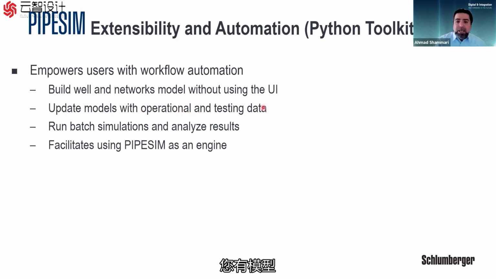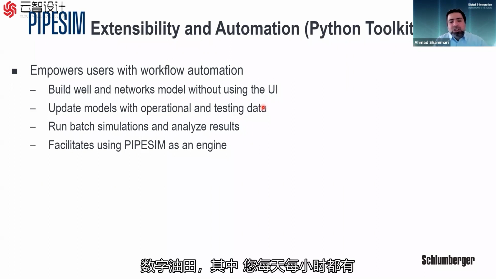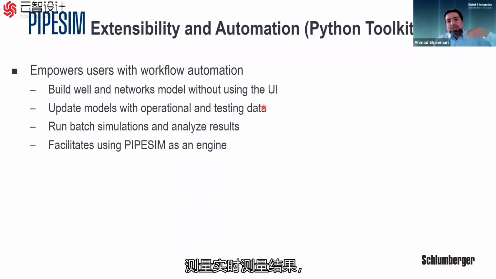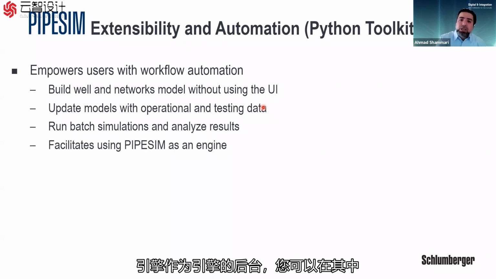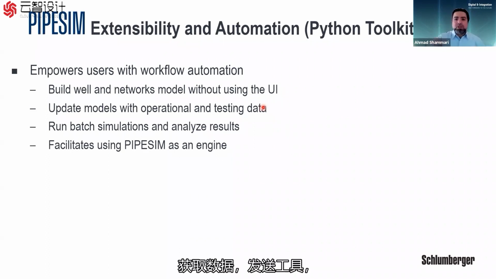If you have an existing network model, for example, and you have a workflow where you have a digital oil field with real-time measurements that are coming every hour, every day, and then you need to run the simulation and get the results back and create dashboards, for example, this can be done using the PipeSim Python Toolkit, because you can use PipeSim as a back-end engine, where you take the data, send it to the tool, run the models, get the results back, and display it in a dashboard. Okay.